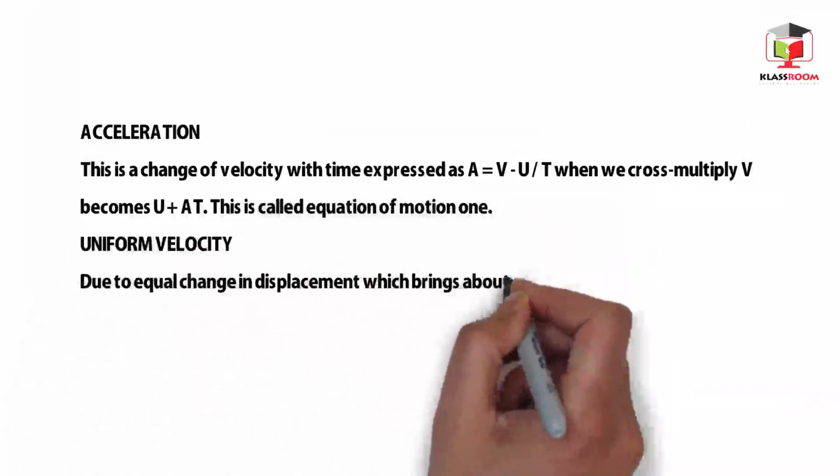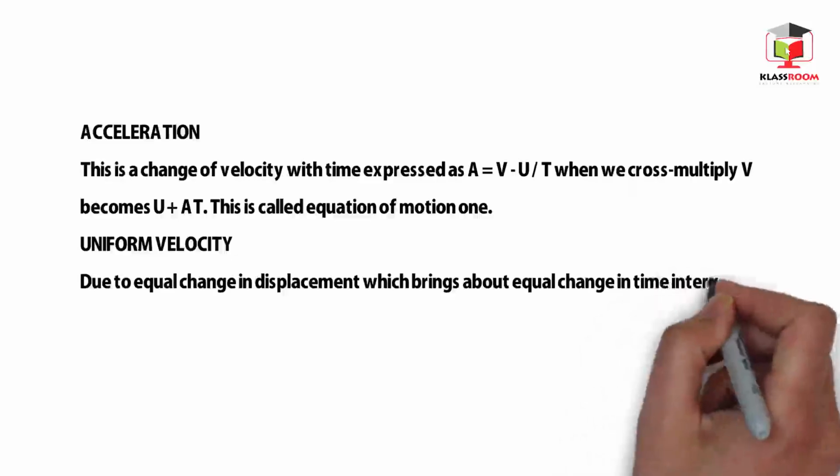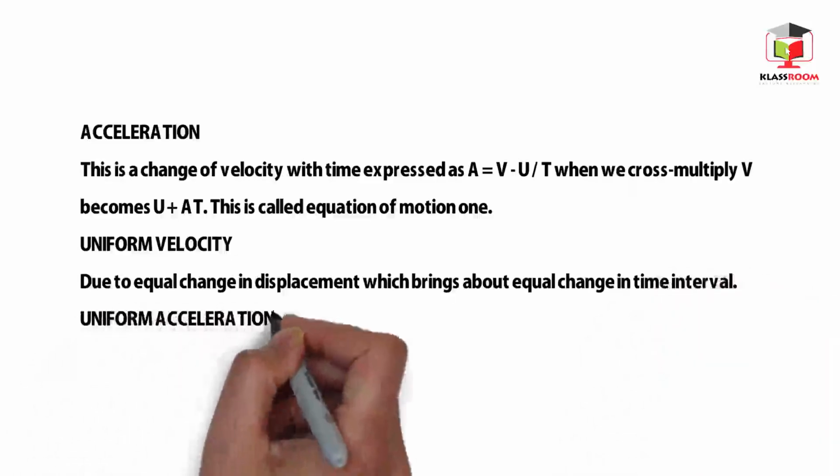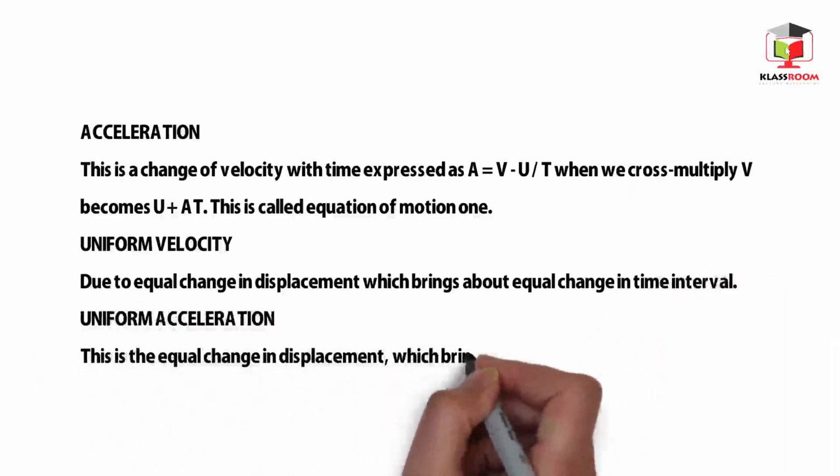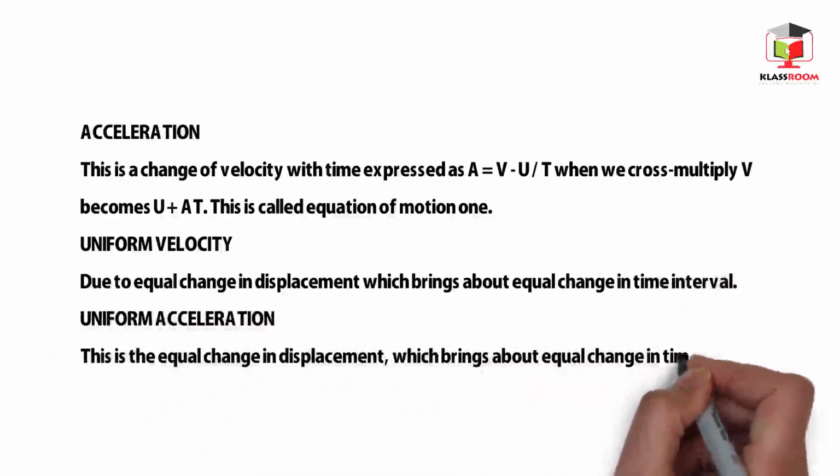Uniform velocity. This is the equal change in displacement which brings about equal change in time interval. Uniform acceleration. This is the equal change in velocity which brings about equal change in time as well.